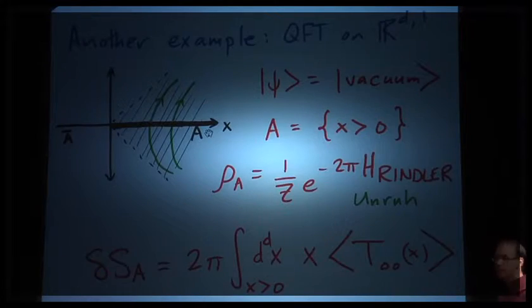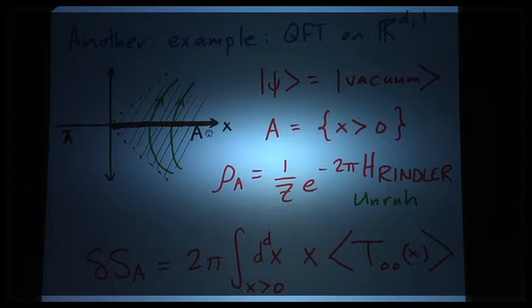Next I'll talk about a quantum field theory example. If you have any quantum field theory on Minkowski space, then a famous result is that in the Minkowski space vacuum, the density matrix for the half space is a thermal density matrix where the Hamiltonian is taken to be the Rindler Hamiltonian, which is just the generator of boosts in this wedge of space-time. This is the famous result of Unruh, equivalent to saying that accelerated observers will see a thermal spectrum of particles. So in this case, again, we have an explicit expression for the density matrix.